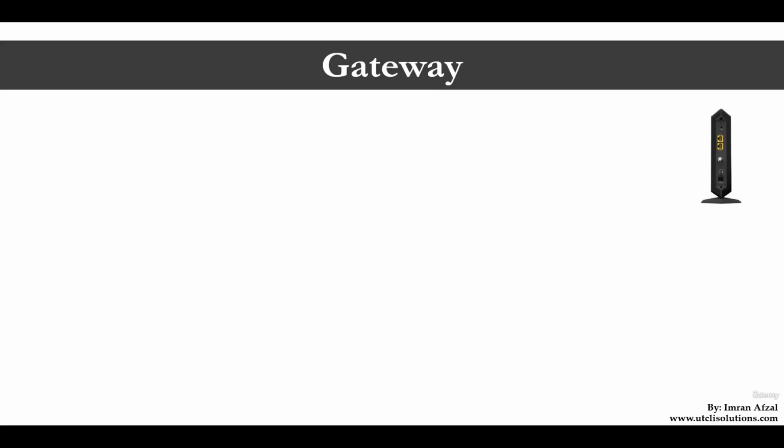In this video, we are going to talk about gateway. Gateway is one of the three elements that are needed to have a proper communication among the computers. We know a computer or server needs an IP address. Then we need a gateway and we need a subnet mask.